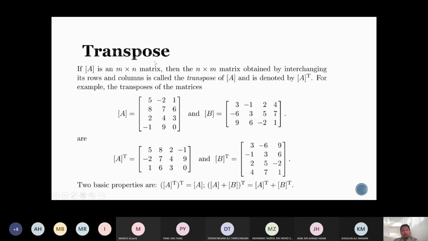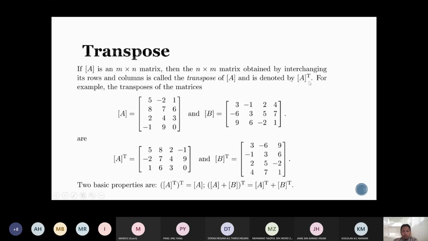Okay, so transpose of matrix. Transpose of a matrix basically inverts its size. So the size is m by n. Now if you want to transpose the matrix, you interchange the row and column. So it becomes n by m.